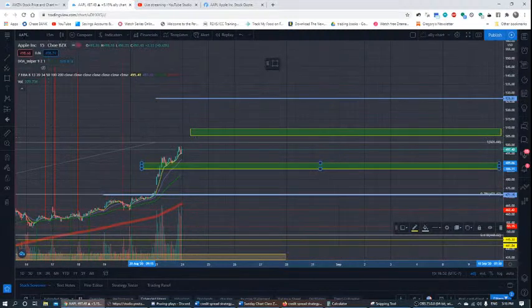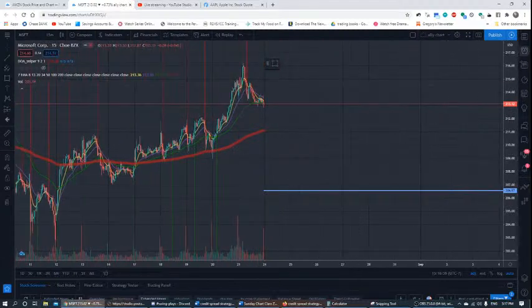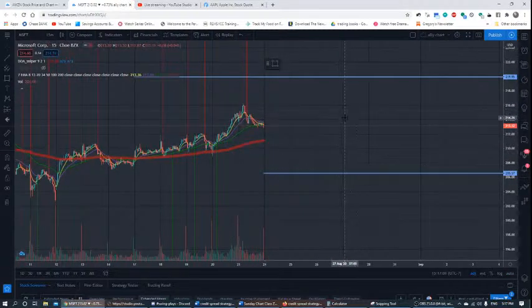So the next ticker that I'm going over is Microsoft. Same thing. I did this yesterday, trying to help you guys visualize the expected move for this week. So these horizontal lines right here are just the expected move for this week. So we're looking at Microsoft touching 219 and either 206, somewhere around there.